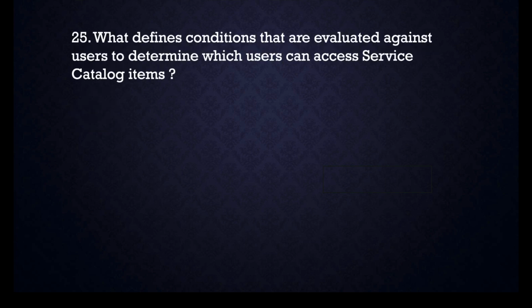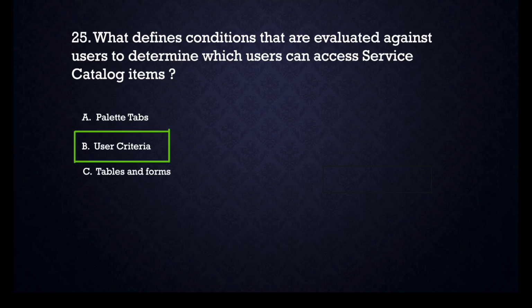Next question. What defines conditions that are evaluated against users to determine which users can access service catalog items? Let's see the options. Palette tabs, user criteria, tables and forms. So the correct answer is user criteria. It defines conditions that are evaluated against users to determine which users can access service catalog items.